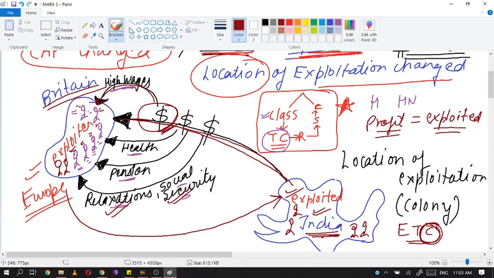Why will these people feel that there is anything wrong with the current system? Because they cannot see the lives of the exploited ones, because the location has changed. And why has this location changed? Imperialism, colonialism. We have shifted the location of exploitation.